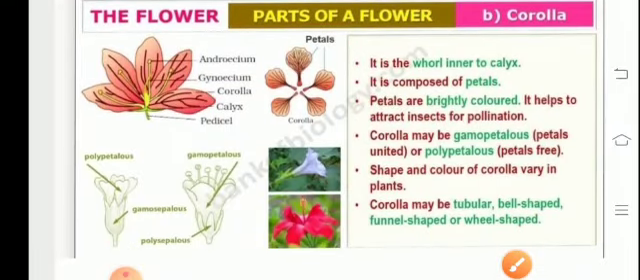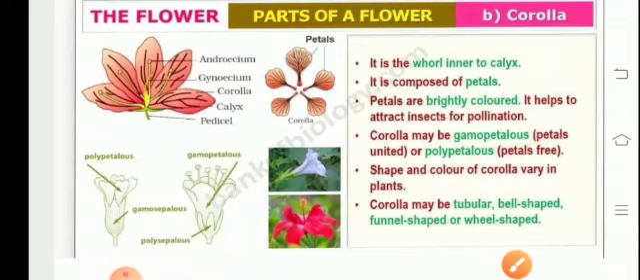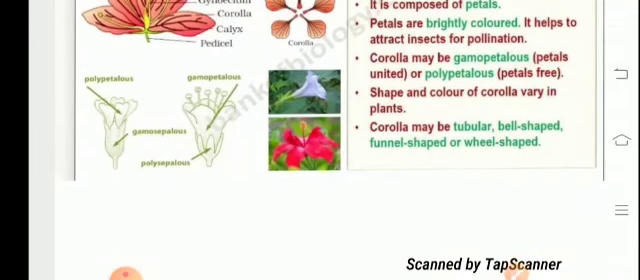Talking about the corolla, that's inner to the calyx, and it is brightly colored so as to attract pollinators, so as to facilitate the process of entomophily. The corolla may be fused, like over here. Examples could be Petunia alba, Datura. When the petals are free, the condition is called polypetalous, like in the case of Hibiscus rosa-sinensis, that is also referred to as the good health.